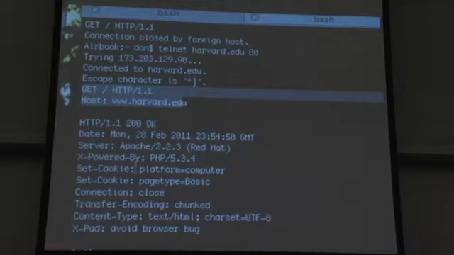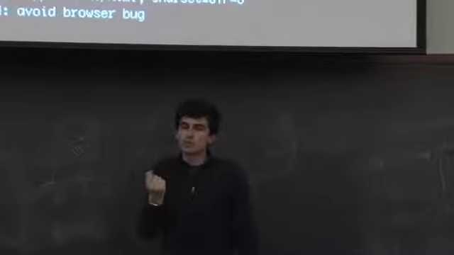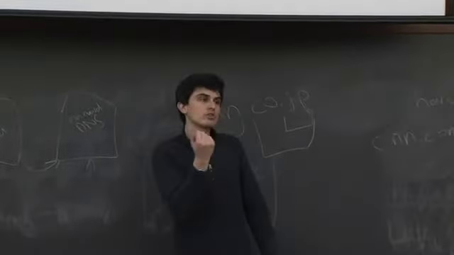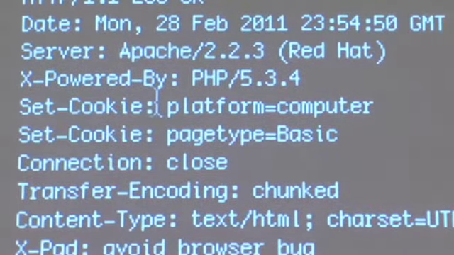So in this case, it's using an Apache server. Again, like I mentioned, Apache is a very popular web server that exists right there. X-Powered-By: PHP. PHP is just the language that's used on the server to generate web pages. You don't have to worry about that. There's also this idea of cookies, and we'll talk more about what cookies are in the security lecture, but basically a cookie is just something that the server can ask your computer to set. It will just remember this information for a little while. So Set-Cookie: platform=computer, Set-Cookie: page_type=basic. So these are cookies.